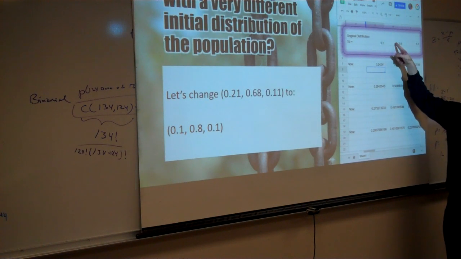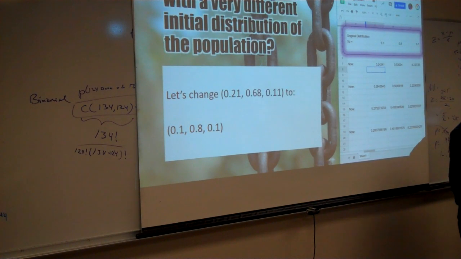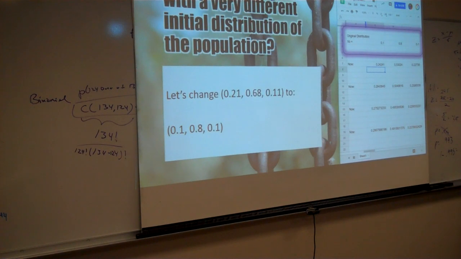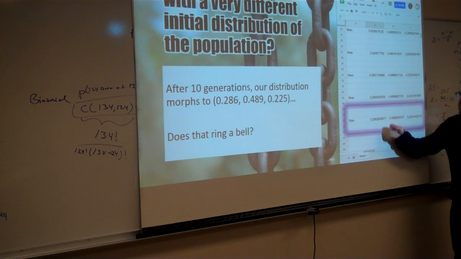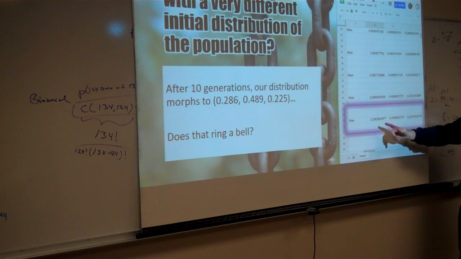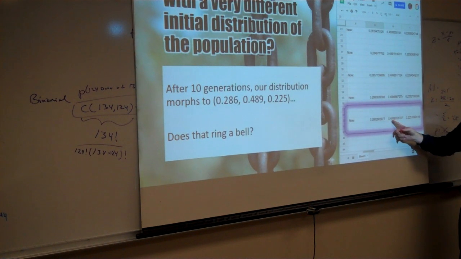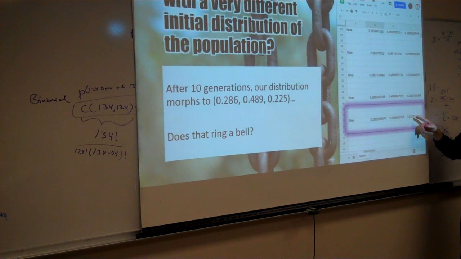All I did is I just went into the spreadsheet and changed these numbers. Bleep, bloop, bloop, the spreadsheet changes. What happens? I go down to the 10th generation and look at my distribution vector. 28.6% are in group 1, 48.9% are in group 2, 22.5% are in group 3. Does that ring a bell? Those are the same numbers.